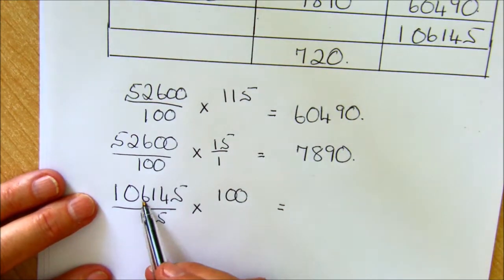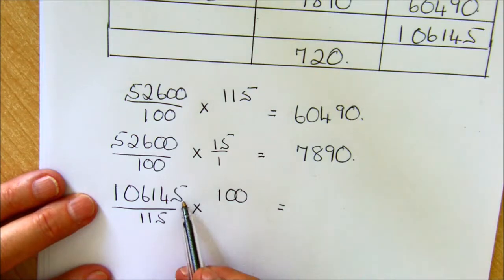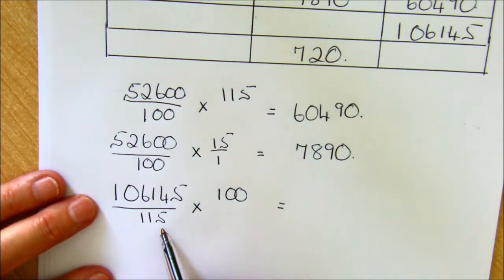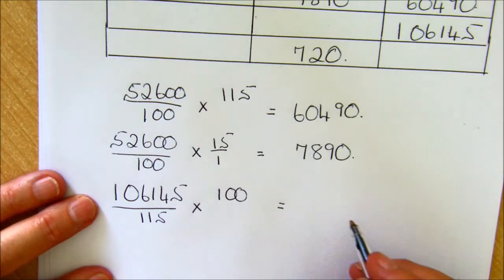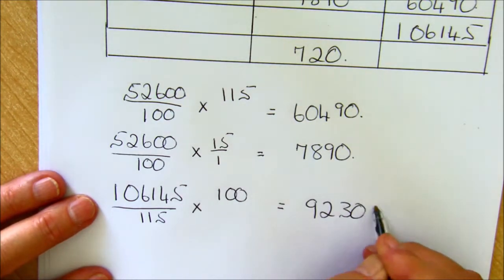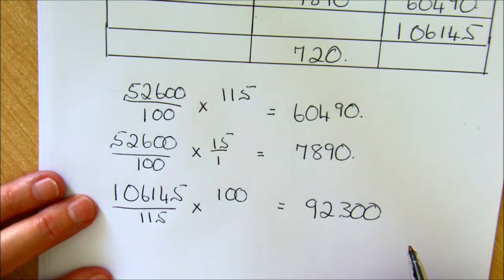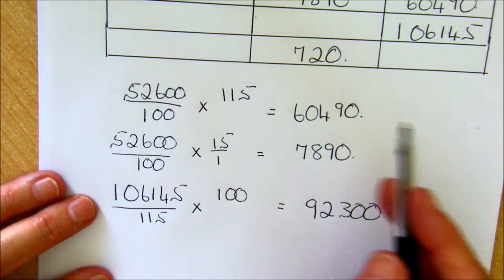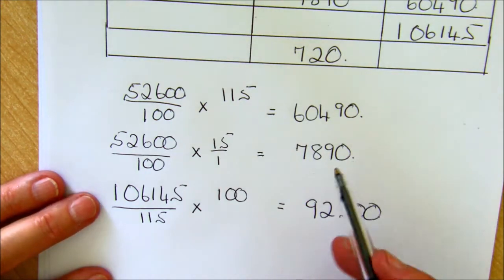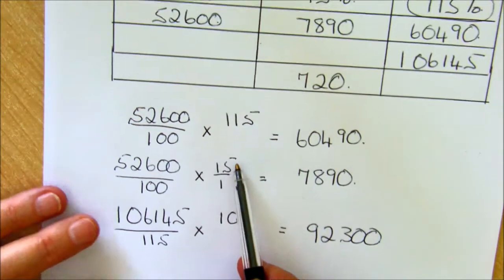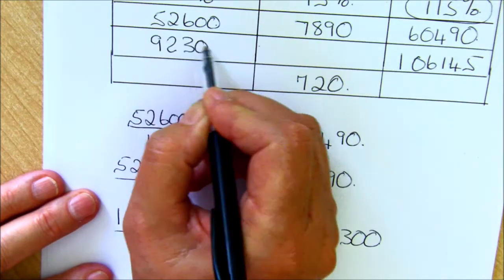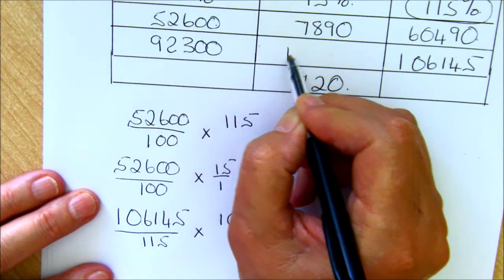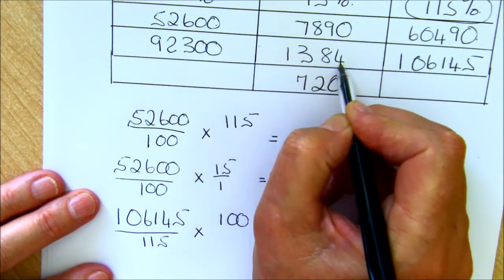So on their calculators, 106,145 divide by what you know, 115, times 100, and you'll come out with a figure of 92,300. Similar way as we did before, you could check and find the VAT by timesing by 15, or if this figure is 92,300, the difference will be the VAT amount, 13,845.